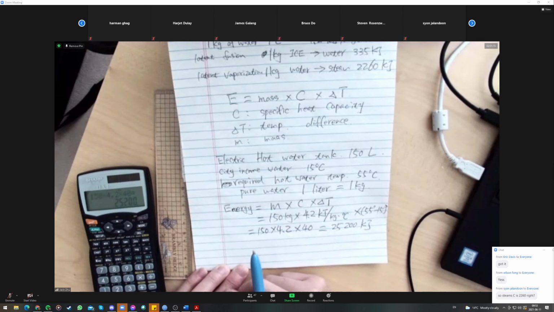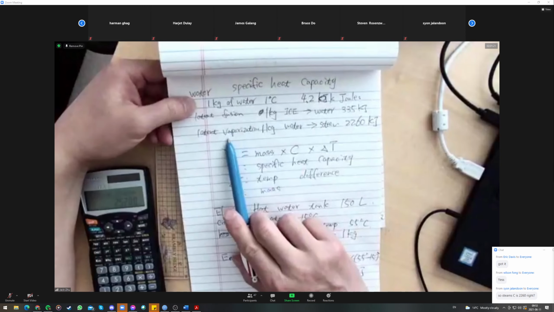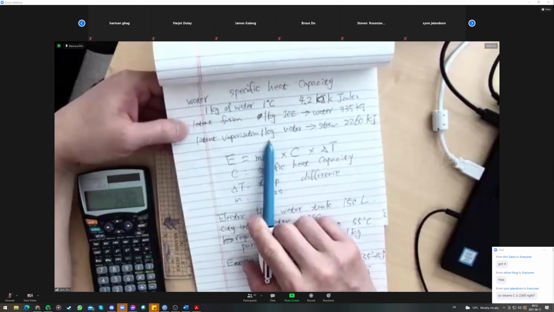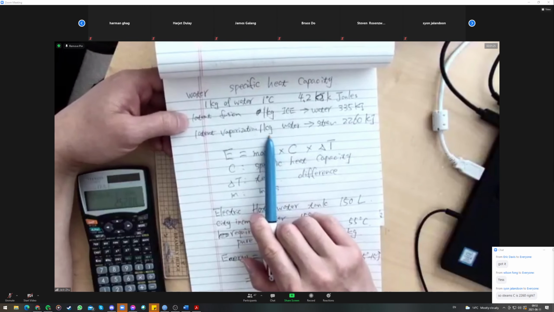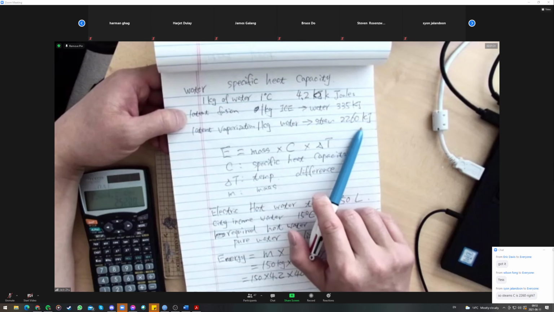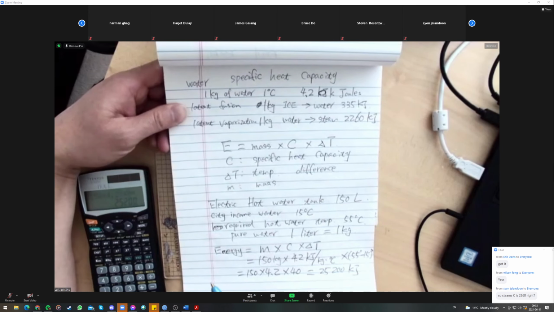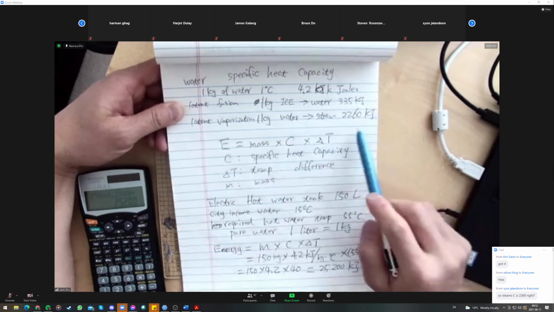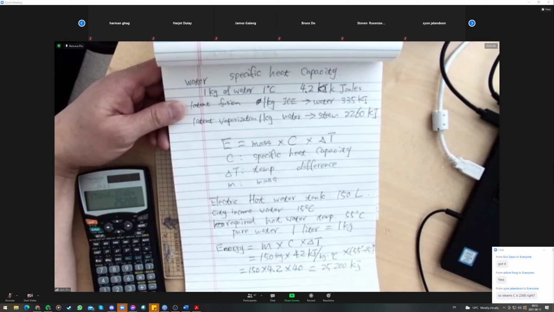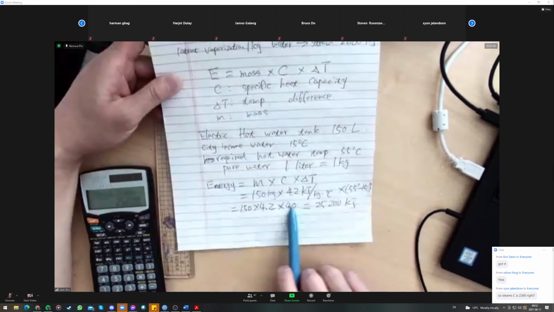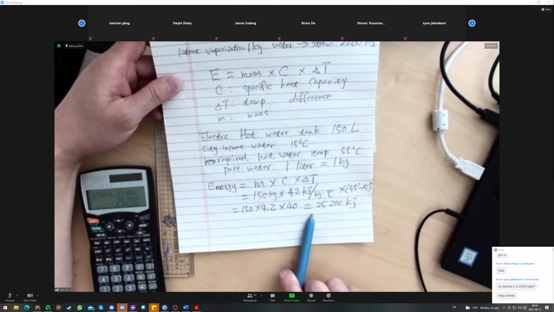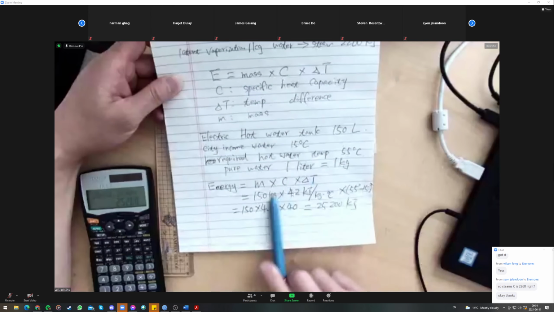Yeah, we call that latent heat of vaporization. If you want to change 1 kilogram of water into steam, that requires 2,260 kilojoules of energy. For those numbers, you don't have to remember them. If I ask you a question, I will give you those numbers. But you need to know how to do this calculation.